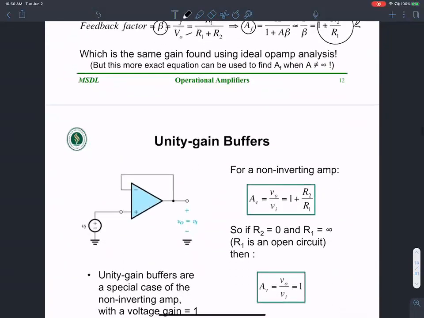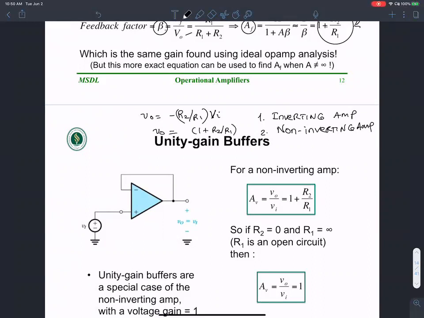So that's the idea. We looked at two applications of op-amps. The first one is the inverting amplifier. The second one is the non-inverting amplifier. In the inverting amplifier, V output is negative R2 over R1 times V input. In the non-inverting amplifier, V output is 1 plus R2 over R1 times V input.